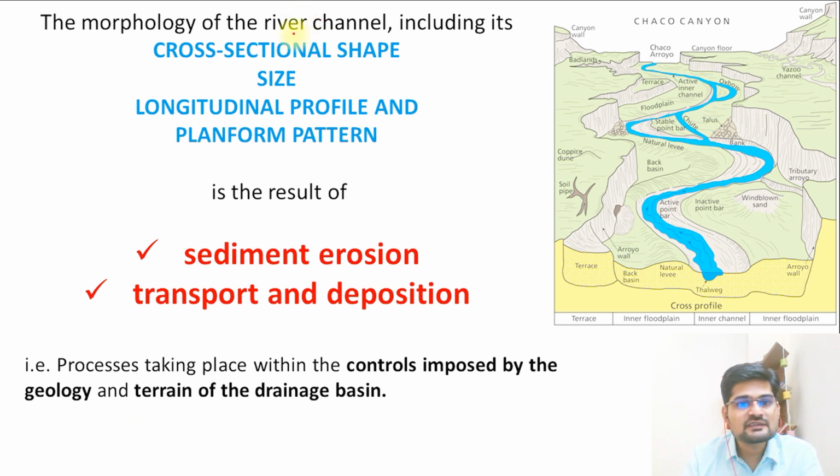So the morphology of this river channel includes these four important things. What are these four things?